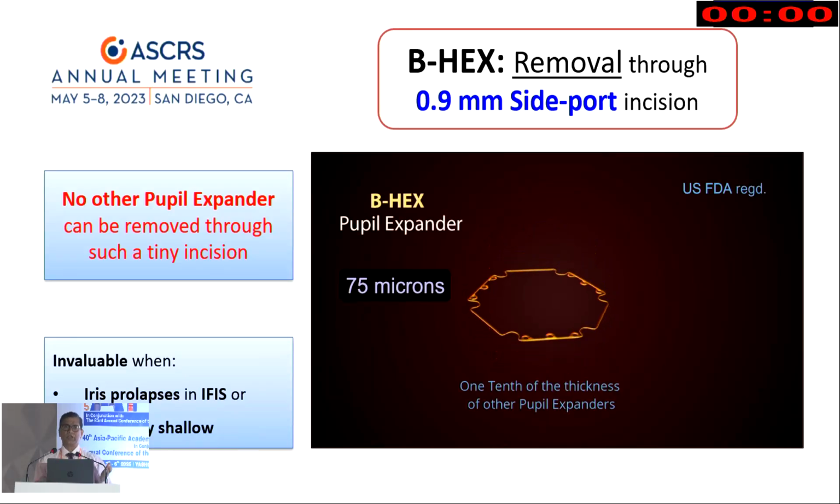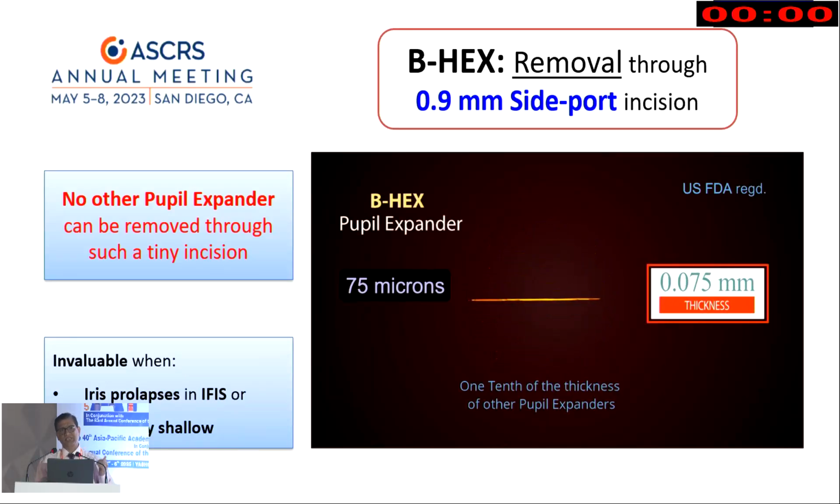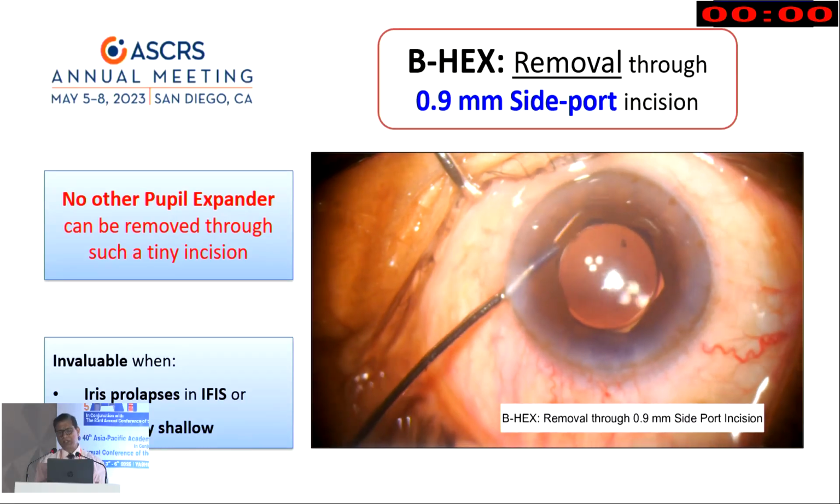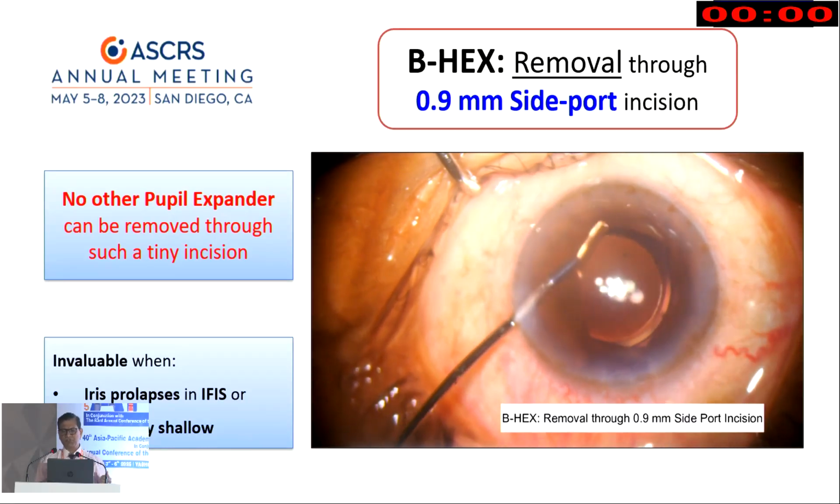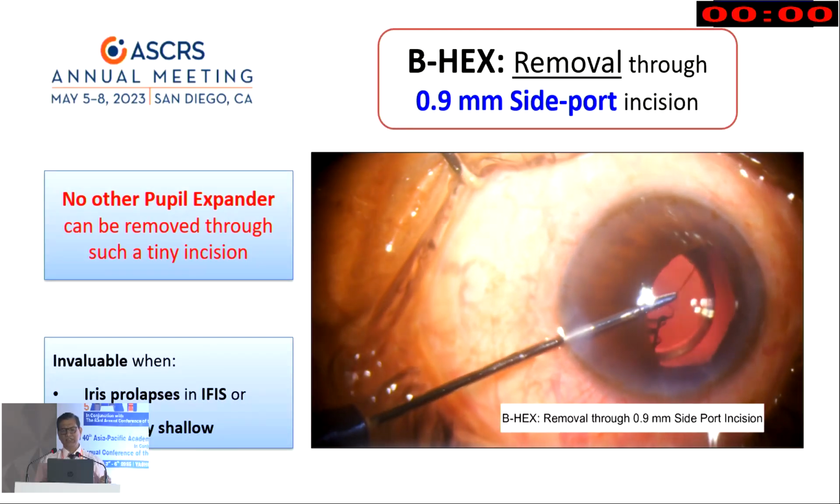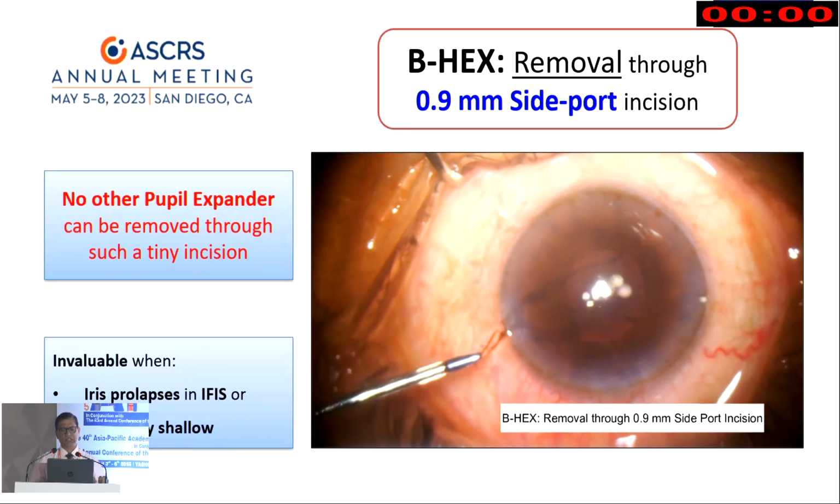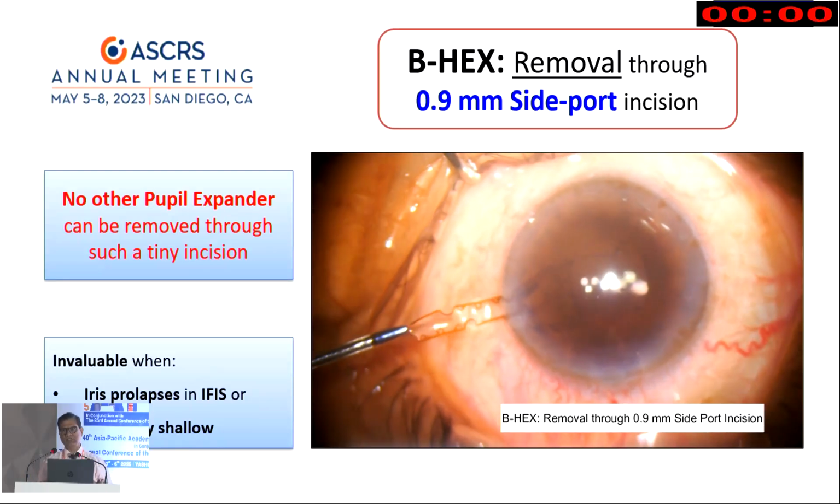Now you can remove it through a 0.9 millimeter side port incision. Again, that could be very useful in IFIS, where you have the iris prolapsing through all ports. Just grab a flange, draw it centrally, disengage the two notches on either side, and then drag it out. No rocket science over there, no great skill required. The trailing notches just disengage spontaneously.